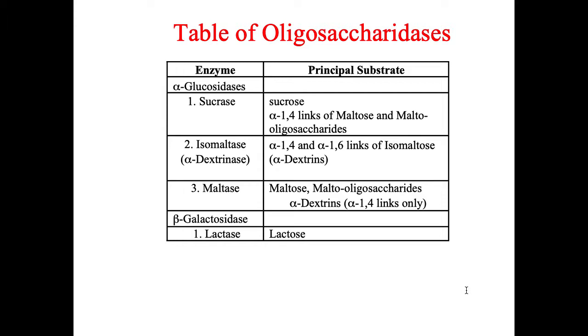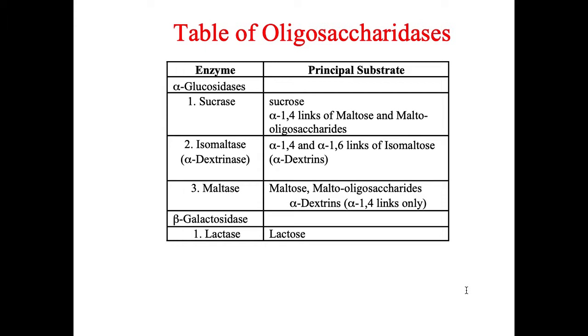And then maltase, its substrate is maltose and malto-oligosaccharides. They both have the same glycosidic bond, right? It's just a matter of more glucose units, but it'll degrade alpha-1 to 4 links only. It won't degrade alpha-1 to 6. So it takes a combination of these enzymes at 2 different locations for carbohydrate digestion to occur.